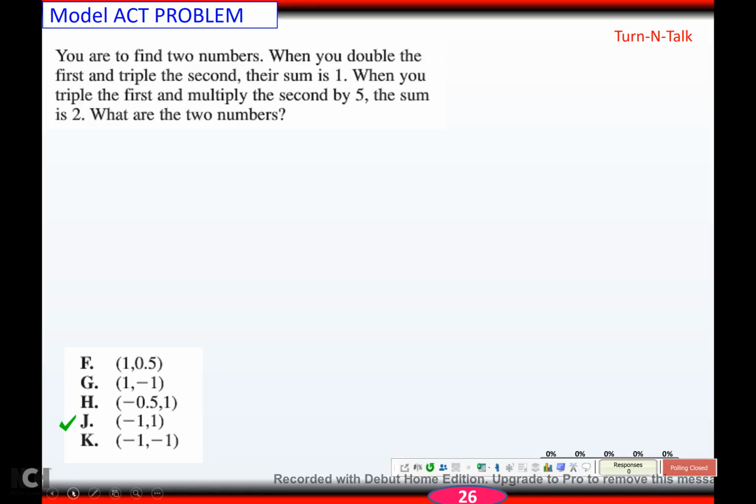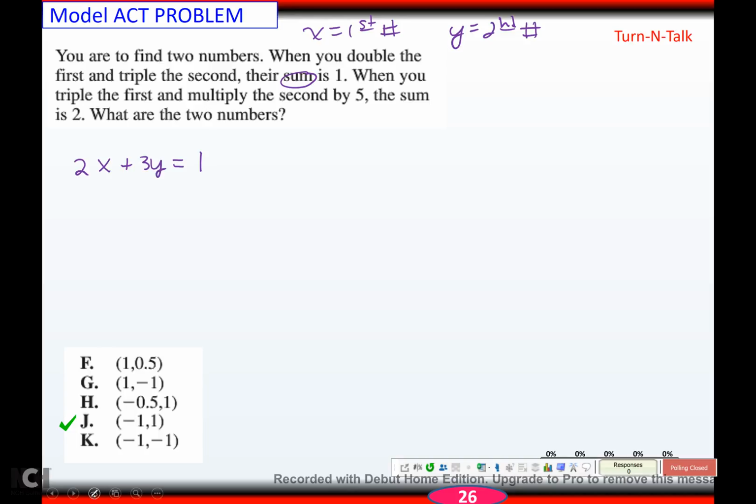Okay, you are to find two numbers. So I'm going to say let x be the first number and let y be the second number. You always want to define your variables first on a word problem. It says when you double the first, that was x, and triple the second, that was y. Their sum, that means add, is, means equals, 1.